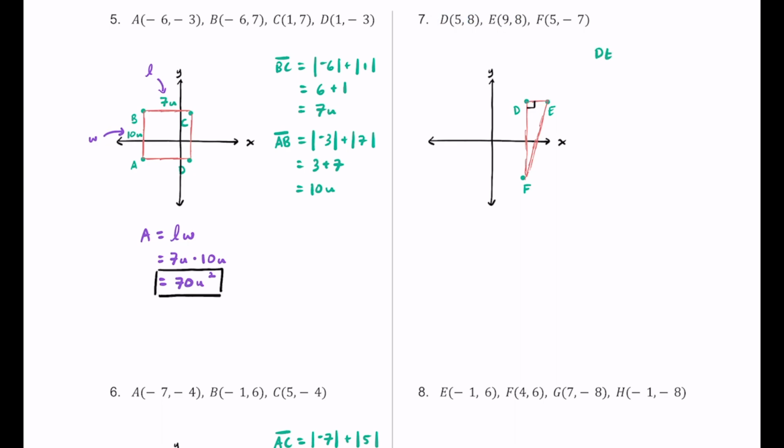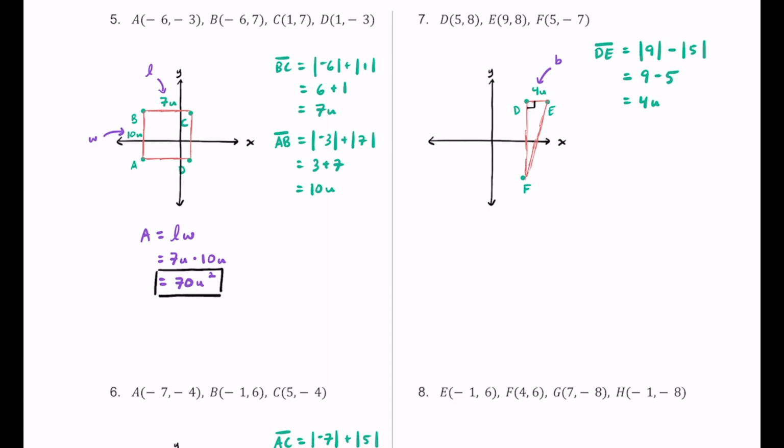For segment DE, that's going to be the absolute value of 9 minus the absolute value of 5. So the one that has a bigger absolute value minus the one that has a smaller one. So this will be 9 minus 5, and that will be 4 units. Okay, so that will be the dimension here. And so this would be the base for this triangle. Okay, now what about the height?